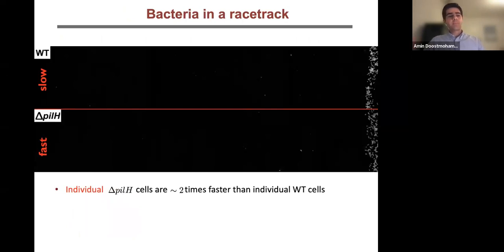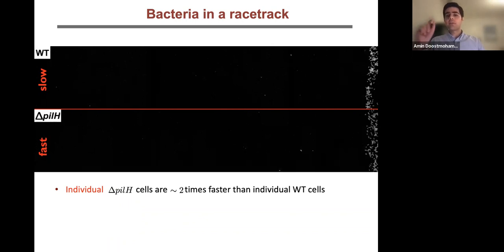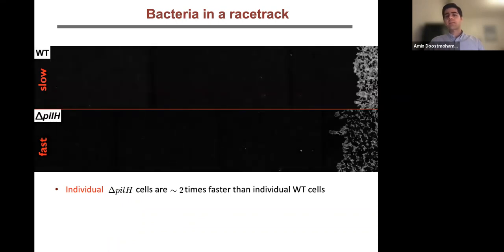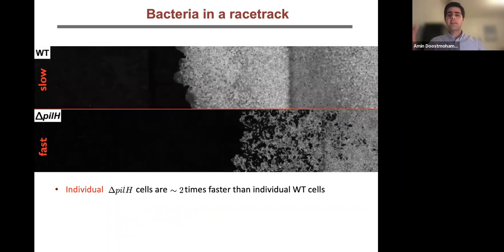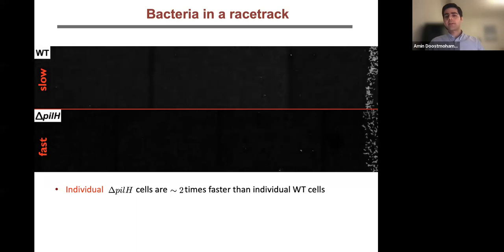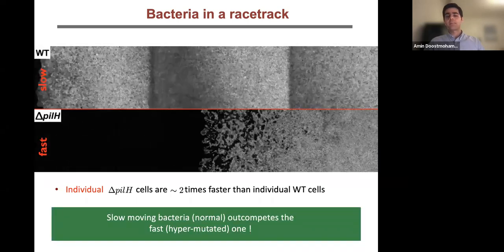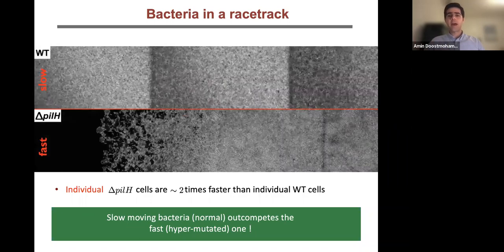So to test this, we have a racetrack between a wild type, that is the slow-moving bacteria, and the delpilage, which is the mutant. The mutant, again, individually moves faster, twice as fast actually. But when we look at the invasion, you can see while the fast one initially takes over, over time the slow-moving bacteria actually outcompetes the fast-moving one. And we wanted to understand why this is happening.